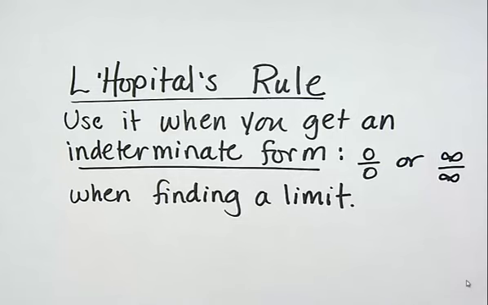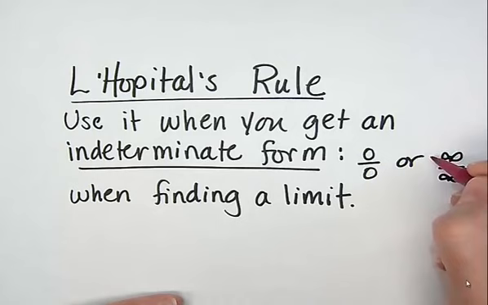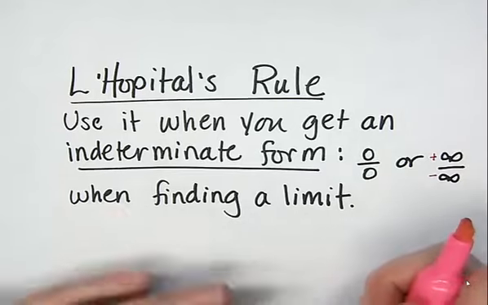finding a limit. Now, I want to make this clear: when you're doing the infinity over infinity, or when your result is an infinity over infinity, it doesn't matter if they're both positive or if they're both negative, or if one is positive and one is negative. As long as you get a form of infinity over infinity, you have an indeterminate form.